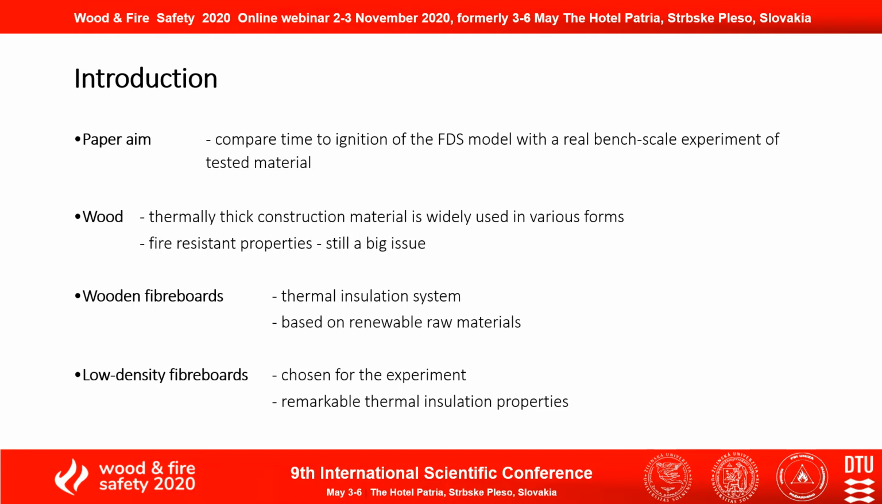Wooden fiberboards, which were chosen for the experiment, are one of the thermal insulation systems based on mostly renewable raw materials, very common in civil engineering these days. Different types of wooden fiberboards serve different purposes, where low-density fiberboards were chosen for this experiment as those are best known for their remarkable thermal insulation properties compared to other types.